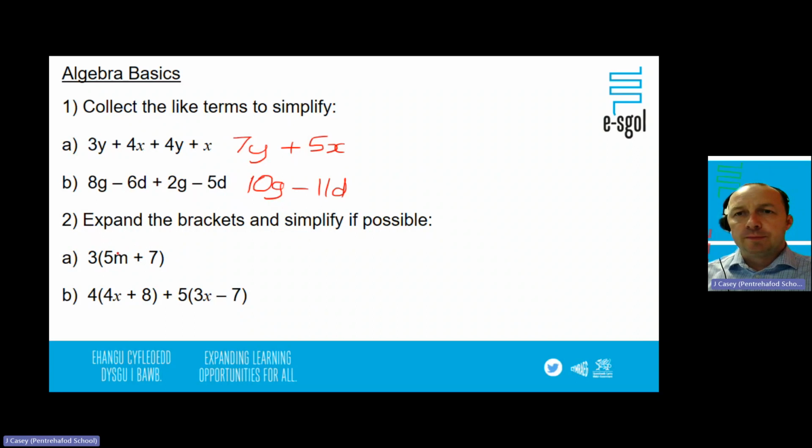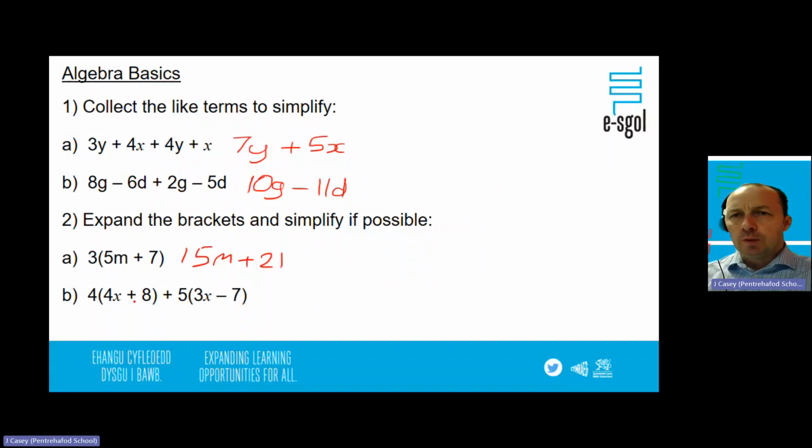The next ones are expanding brackets. I'm going to do 3 times 5m, which is 15m, and 3 times 7, which is a positive 21. Be careful, a lot of people when they expand brackets will add. It's all about multiplying. The term outside is multiplied by what's inside the brackets.